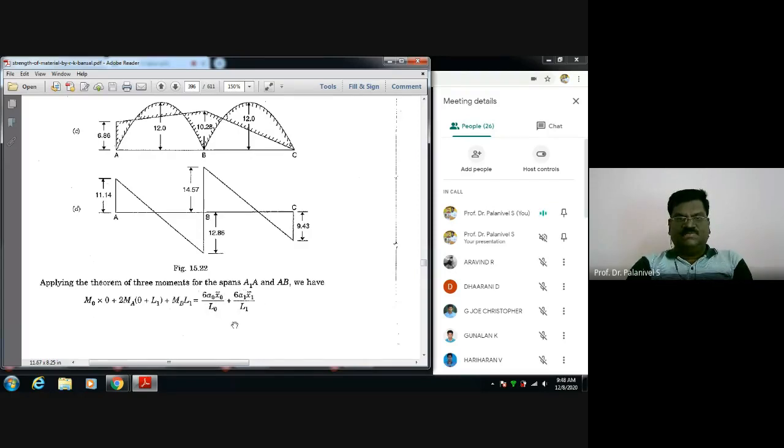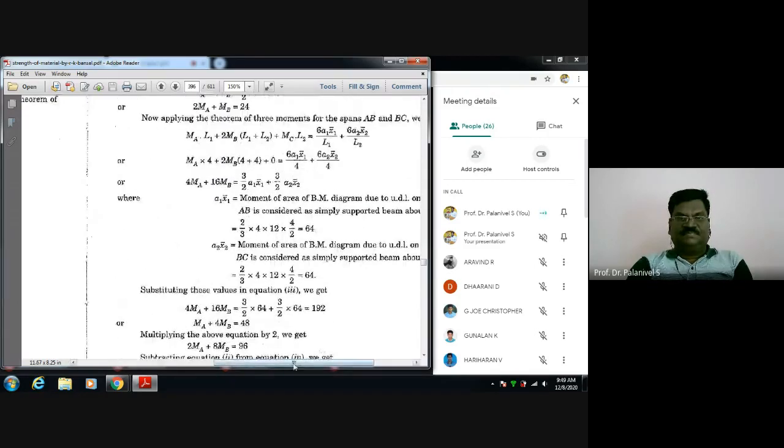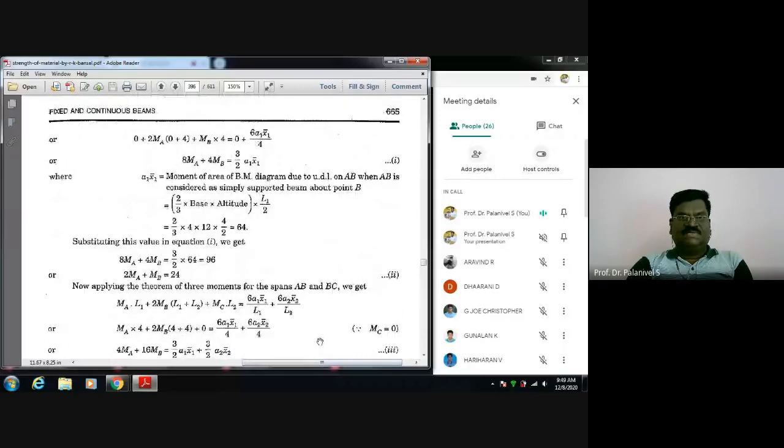You know all this formula, you have seen it several times. You have to take the moment of the simply supported bending moment diagram about the respective support. This we have seen several times, you know how to do that. That is the only difference. Now you are applying it because you know all the values.